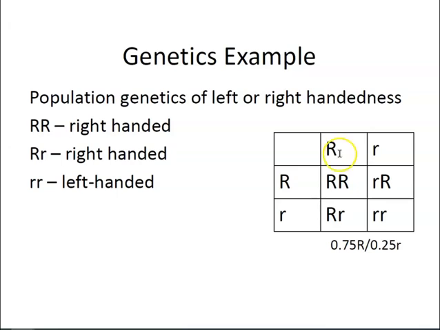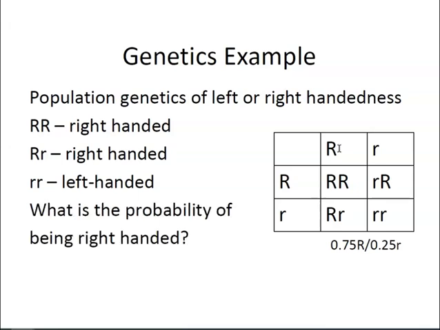75% of them are going to end up being big R's, right? And they're going to mix together randomly with all the other alleles that are present in the population. And so the probability of getting each of these possible outcomes is going to depend on the frequency that they exist in the population to start with. All right, let's go through it step by step.